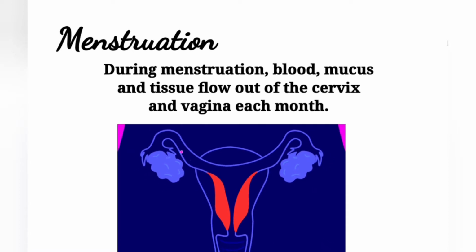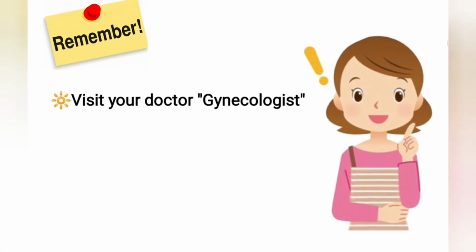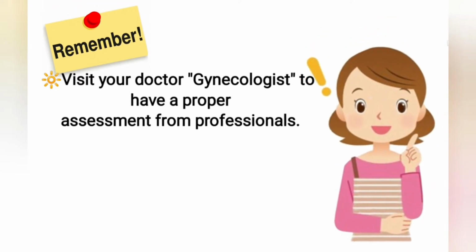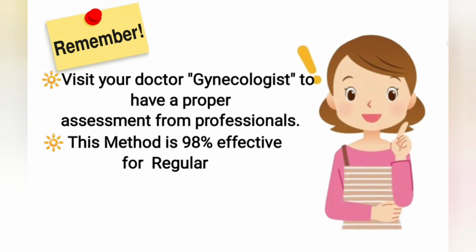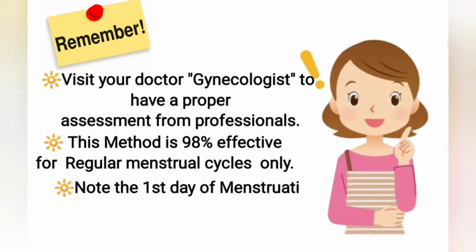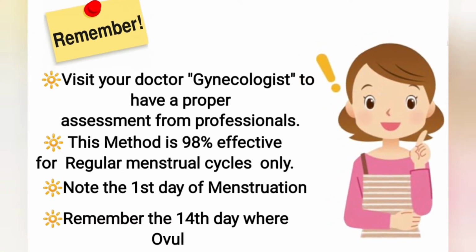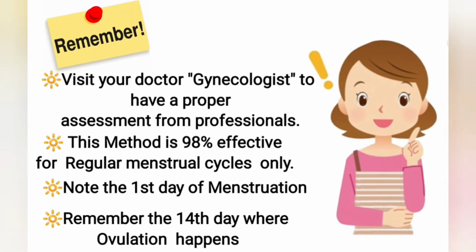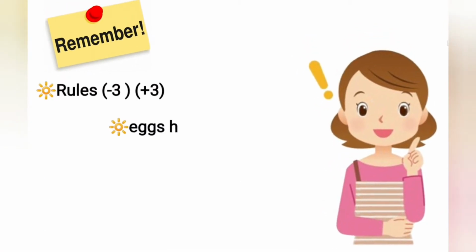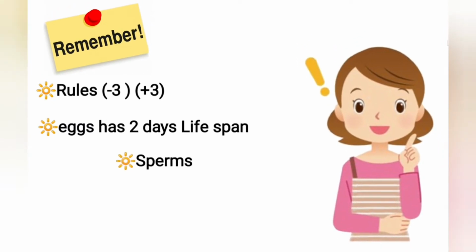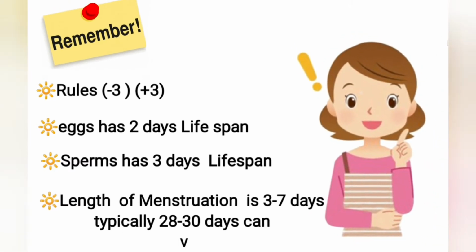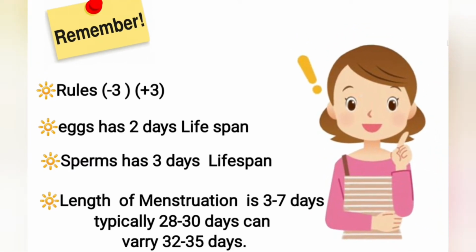Before we start, these are the things you must remember. Visit your doctor or gynecologist to have a proper assessment from professionals. This method is 98% effective for regular menstrual cycles only. Note the first day of menstruation. Remember the 14th day where the ovulation happens. Remember the rule -3 +3. Eggs have a 2 days lifespan. Sperm has a 3 days lifespan. The length of menstruation is 3 to 7 days. The cycle is typically 28 to 30 days, and can vary to 32 to 35 days.